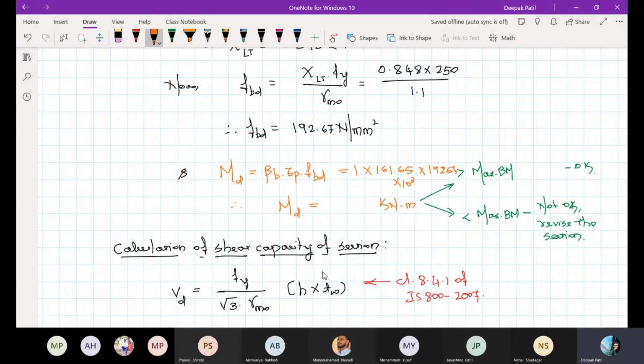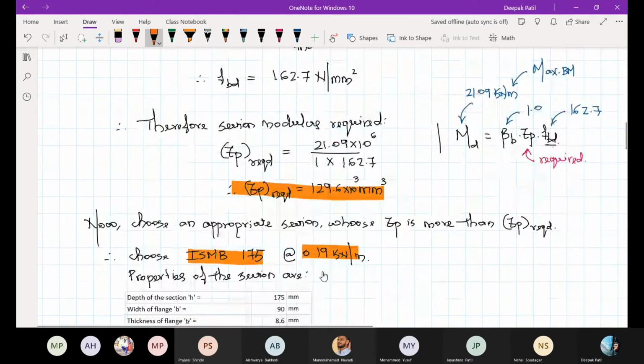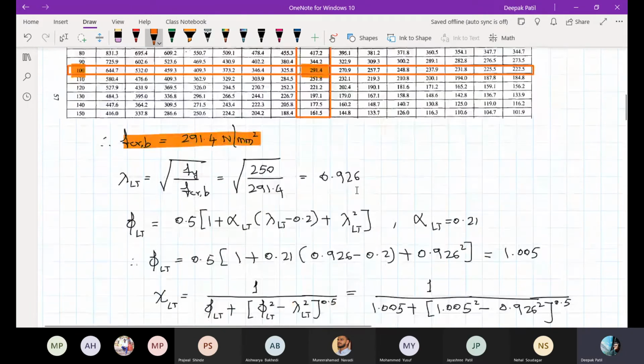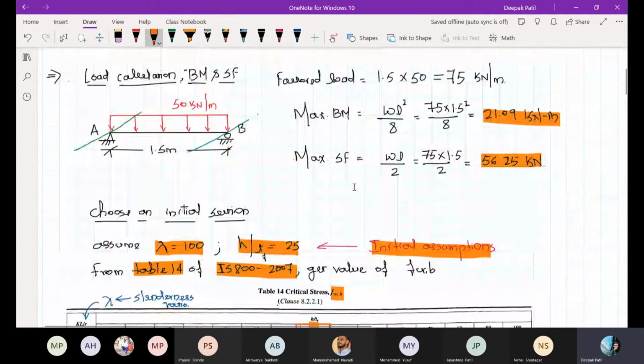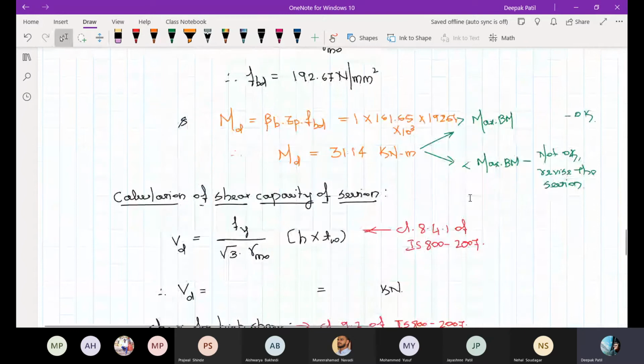Okay, so from this, I can get the value of design moment capacity, which is equal to 31.14 kilonewton meter. Then you have to check this with the maximum bending moment which was coming on the beam. So how much was the maximum bending moment which was coming on the beam? The maximum bending moment which was coming on the beam was 21.09. But how much bending moment capacity we have got?